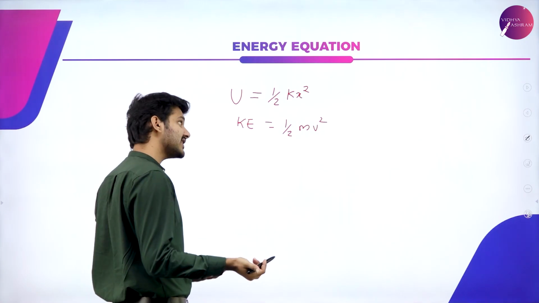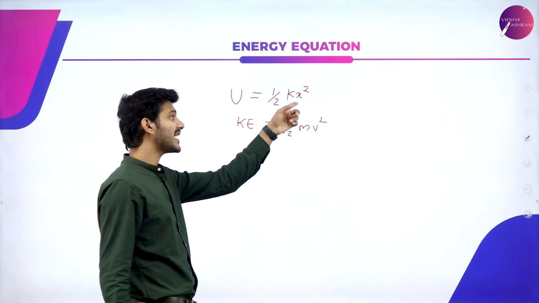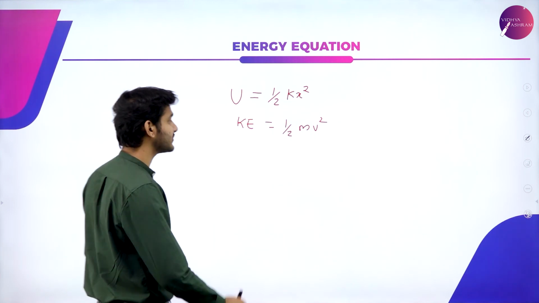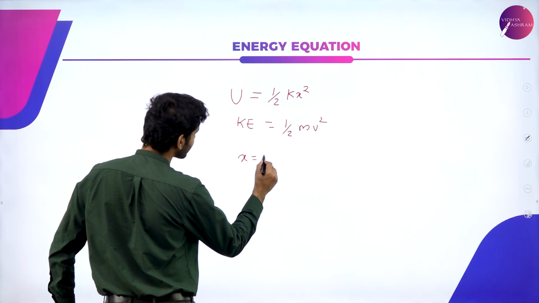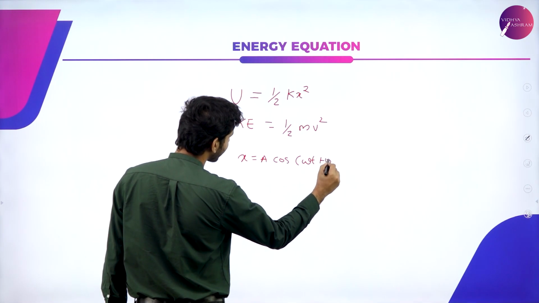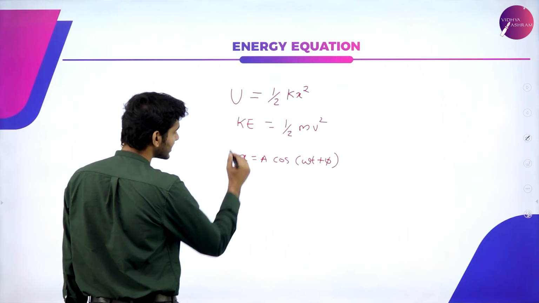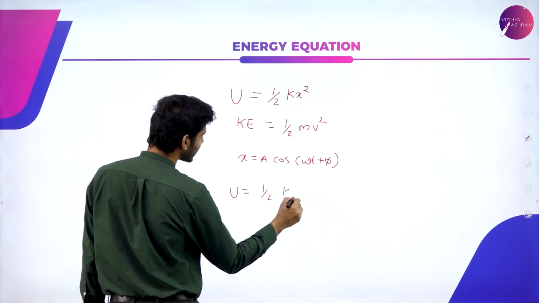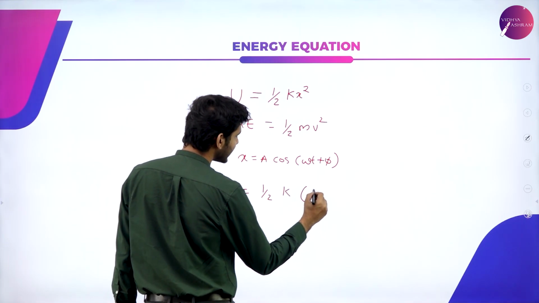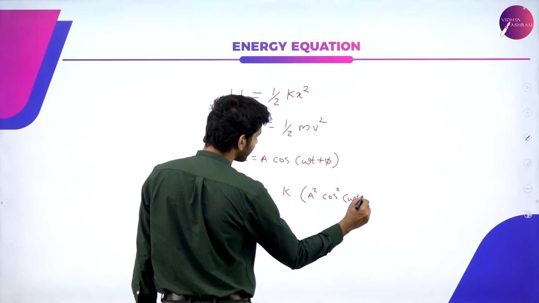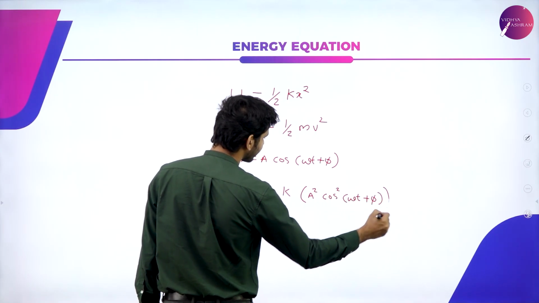This much is the equation, but we know that x is the displacement term here, and we already have an equation for displacement, given by x is equal to a cos of omega t plus phi. This means that here potential energy U will be equal to half into k into a square cos square of omega t plus phi.